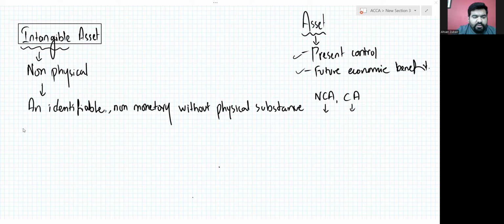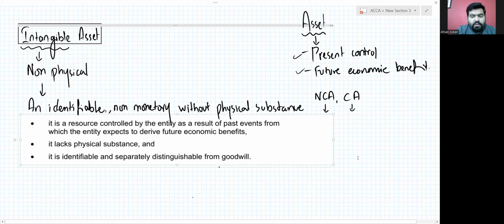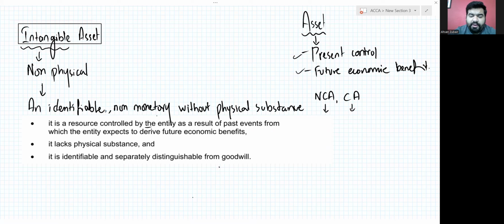For the definition, basically, he can ask you. See, it is a resource controlled by the entity, because it's an asset, as a result of past events from which the entity expects to derive future economic benefit. So according to the standard, an asset has all these characteristics, but it lacks physical substance, because it is not available physically, and it is identifiable and separately distinguishable from goodwill.